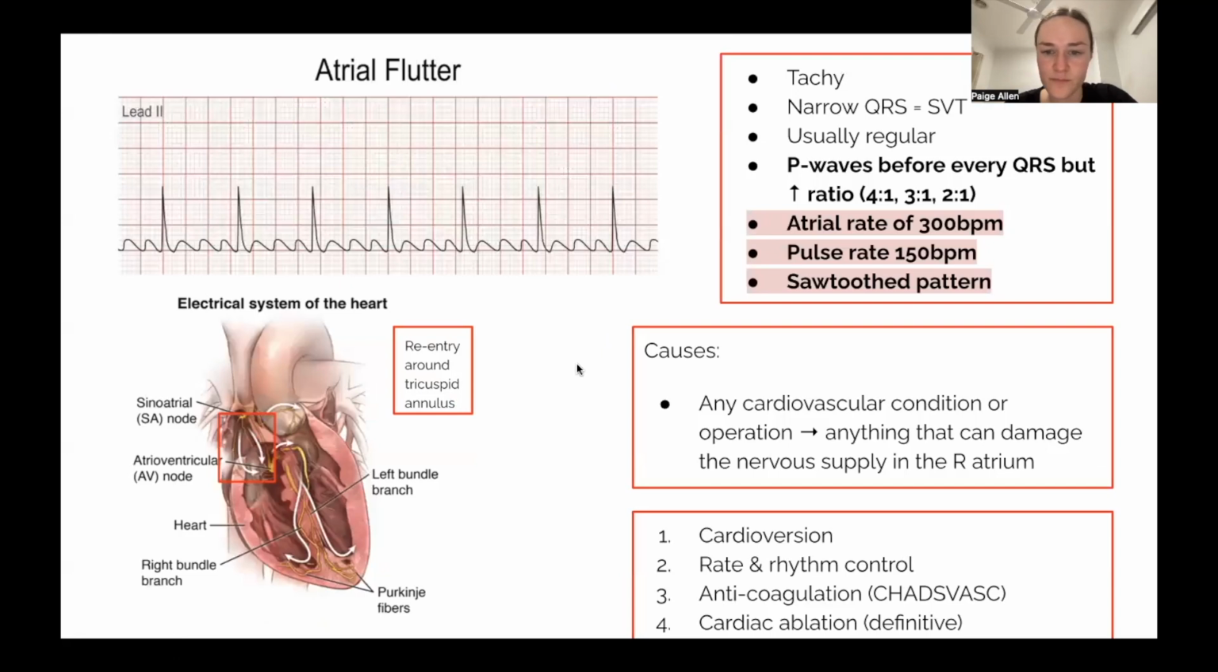Okay. The causes for AF. So again, any cardiovascular condition or operation that can damage the nervous supply. Really similar concept.